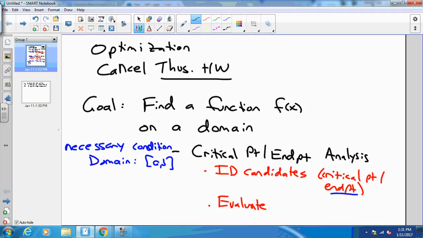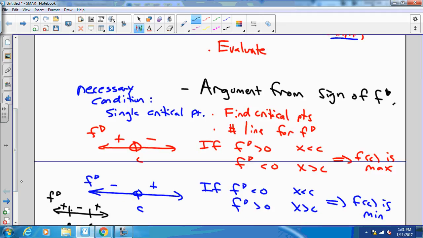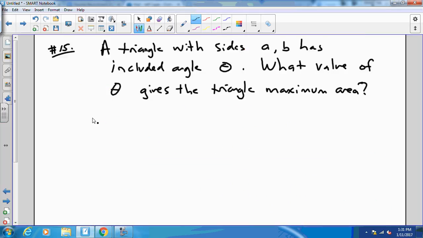Now, before we get started, let's walk through our process. We need a function, we need a domain, and then we need to choose critical point endpoint or argument from the sign of f prime. Function, domain, choose your method. Okay, so they give a hint also in this problem.